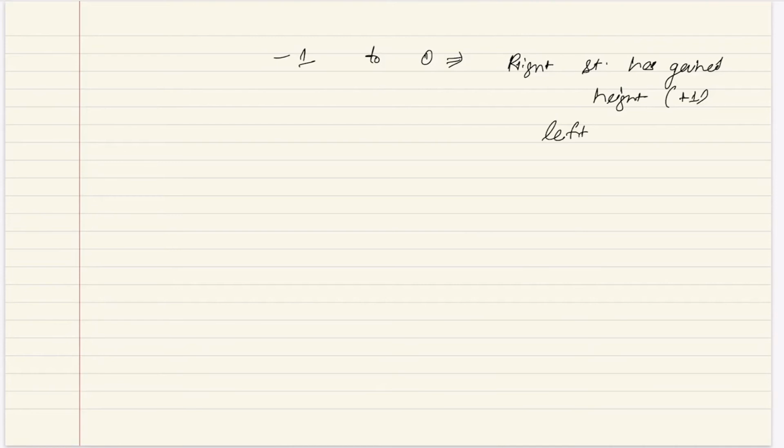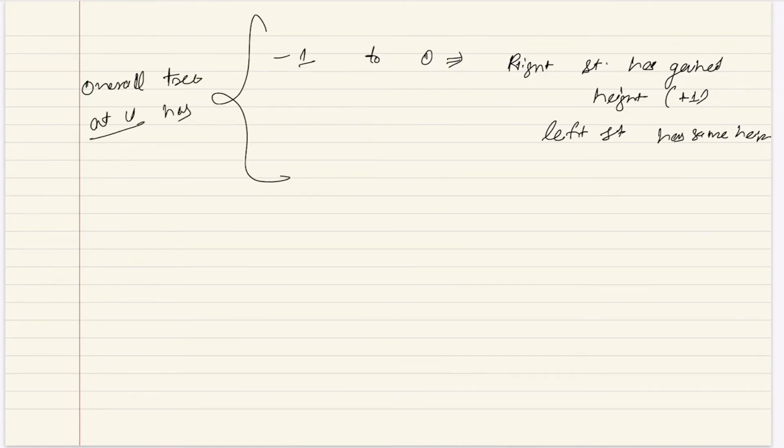In this case, for example, it has gone from minus 1 to 0. That means the right subtree has gained a height, increased by 1. But the left subtree has the same height and has become balanced now. So that means the overall tree at U, suppose U was the root node, has the same height, it does not change.